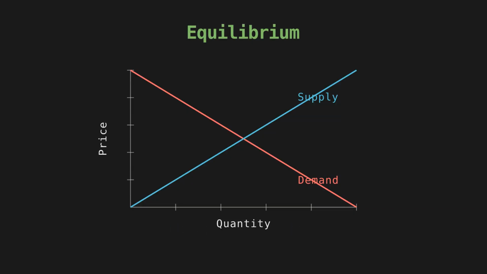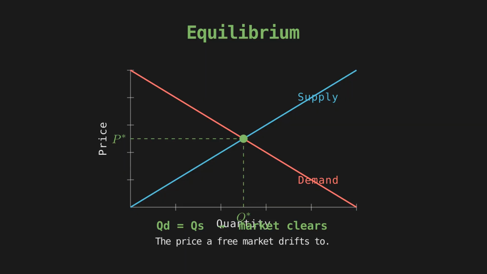Where the curves cross, there's one magic price. Call it P star. At that price, the quantity people want to buy exactly matches the quantity producers want to sell. Nothing left over, nobody empty-handed. In a free market, this is the price things drift to.